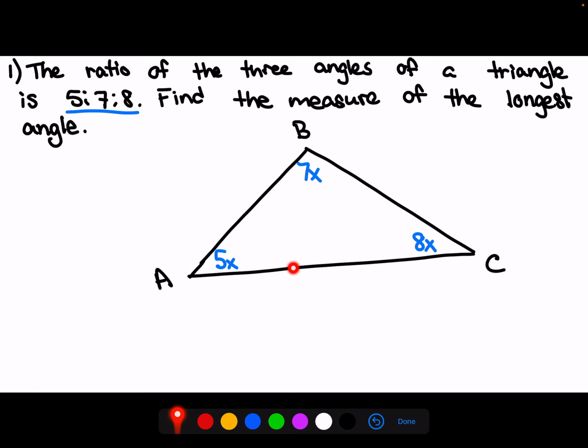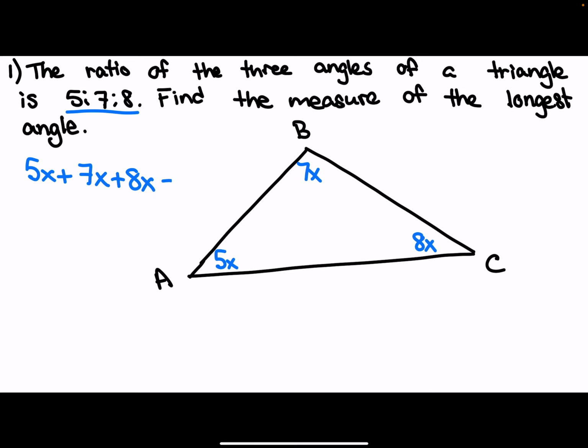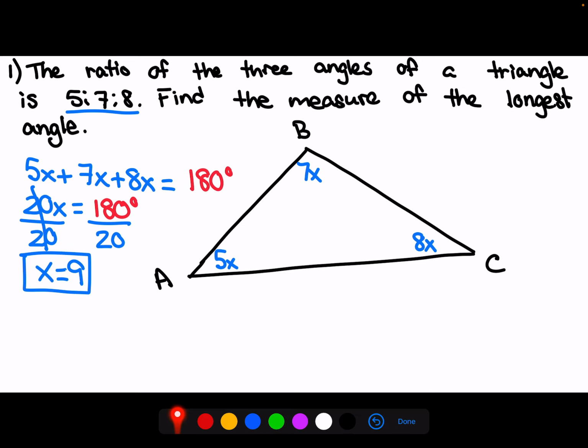Now, I know that in a triangle, the sum of all the angles is 180 degrees, so I can say 5x plus 7x plus 8x equals 180, and then solve for x. When we solve for x, we get x equals 9.